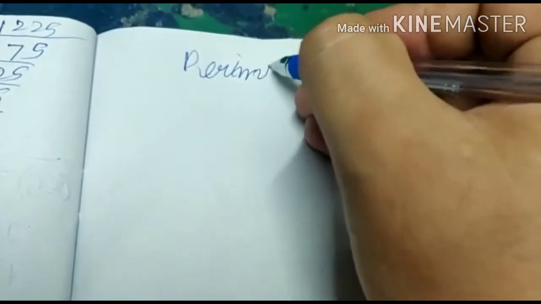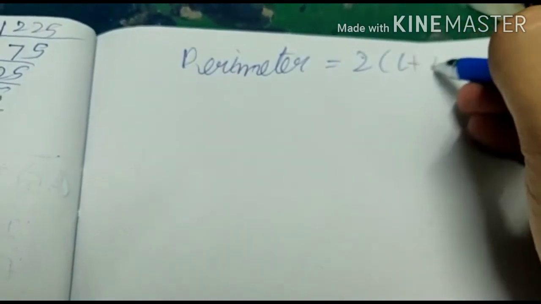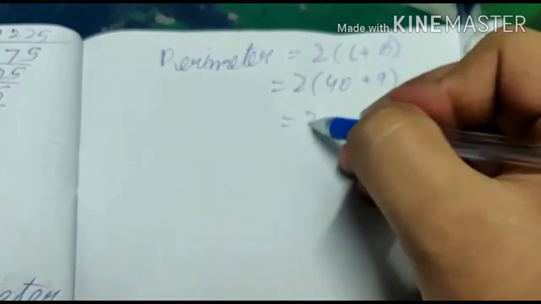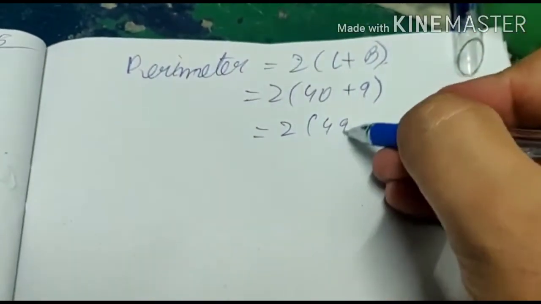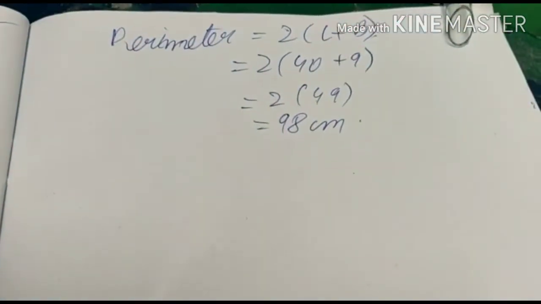We need to find the perimeter now. So perimeter equals 2 into (L plus B). Here 2 into (40 plus 9), since length is 40 and breadth is 9. So 2 into 49, that is 98 centimeter is the perimeter.